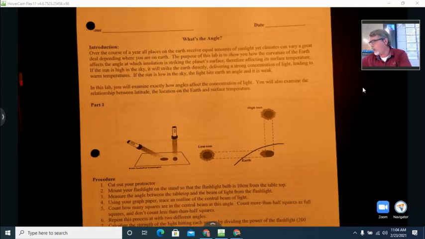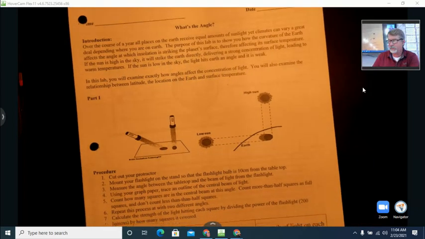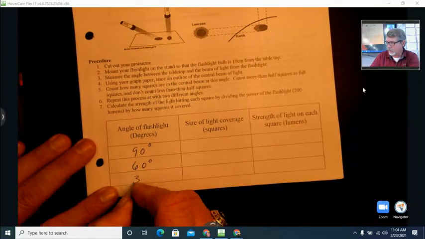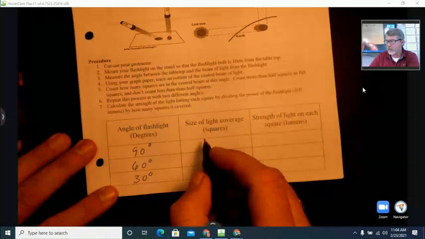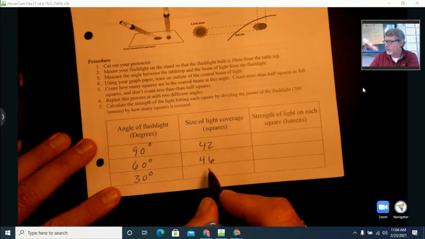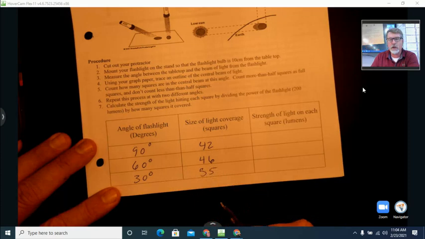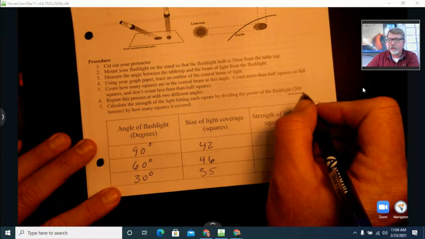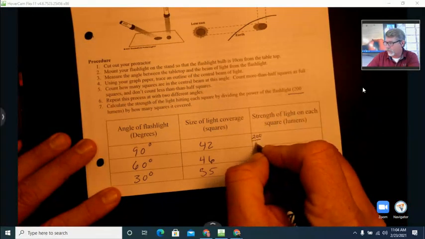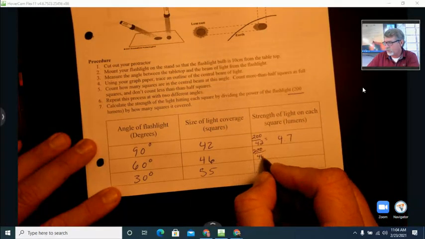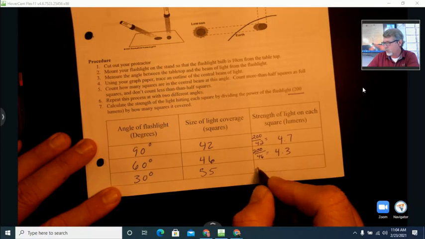On your lab paper, you're going to have 90 degrees down here at the bottom, 60 degrees, and 30 degrees. For our first light, we had 42 boxes, and then we had 46 in our 60 box and 55 in our third box for the 30 degrees. To get the strength of light following the paper's data, we're going to take 200 divided by 42, and that'll give us our strength. We repeat that with 46. And 200 divided by 55 equals 3.6.